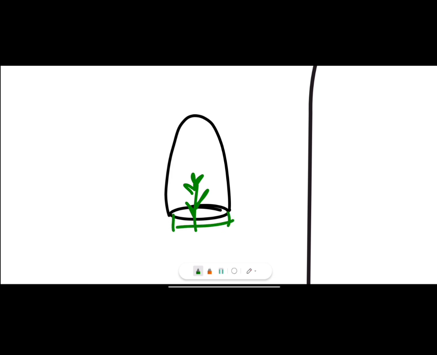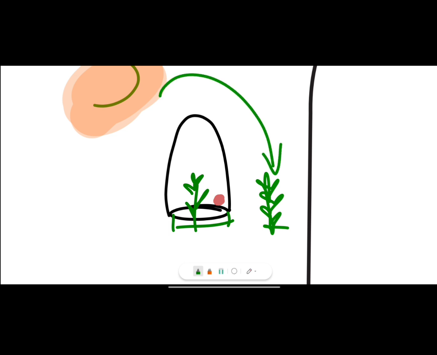Okay, so now we're going to keep some KOH over here and keep another plant outside the bell jar. I'm saying this just as an example, so you can get more clarity on this topic. Now expose this to sunlight. When you expose this to sunlight, the formation of starch only takes place over here.